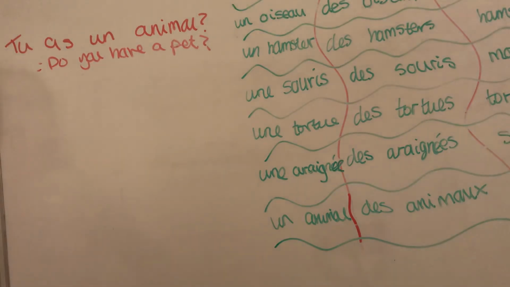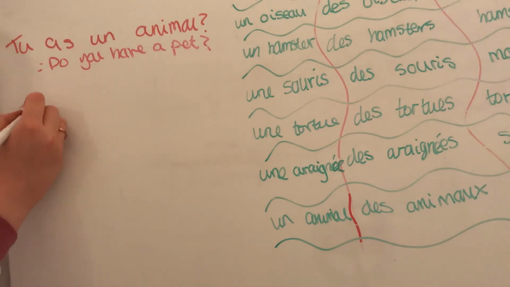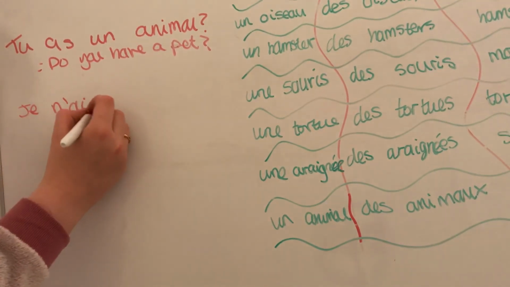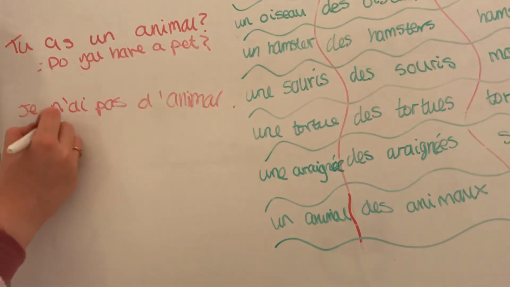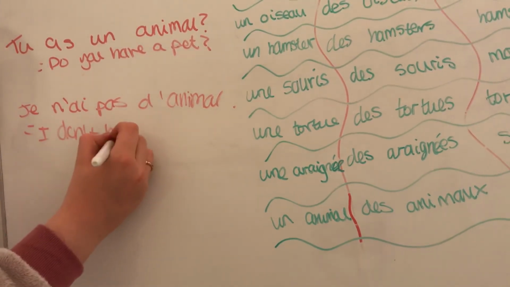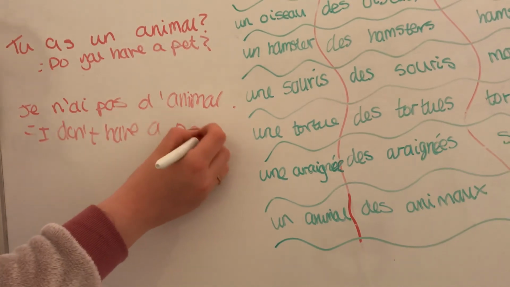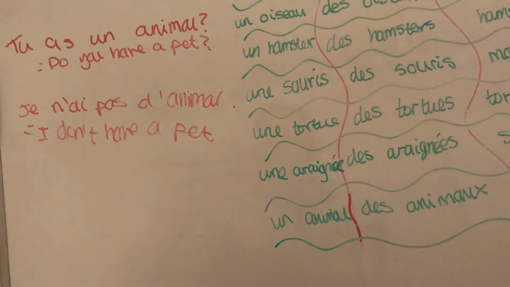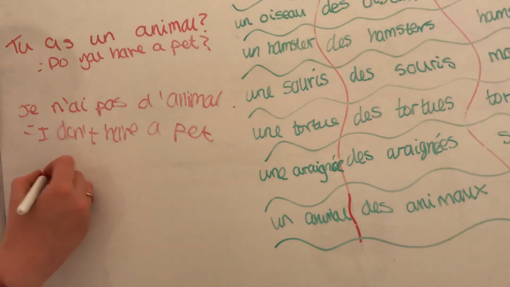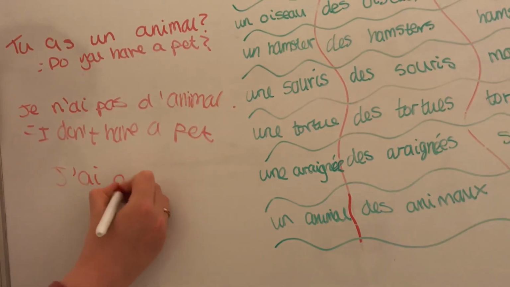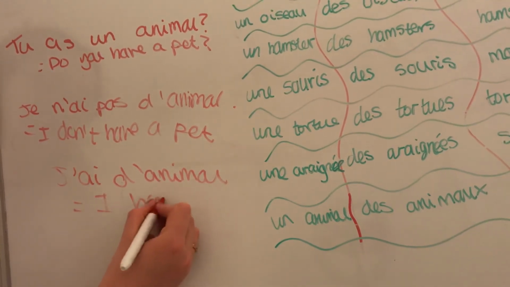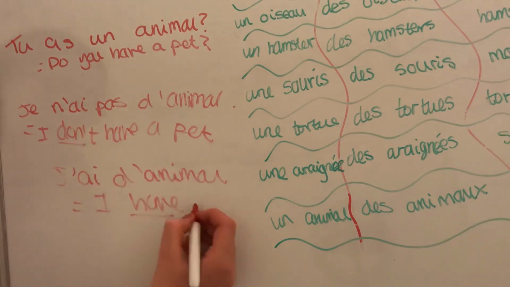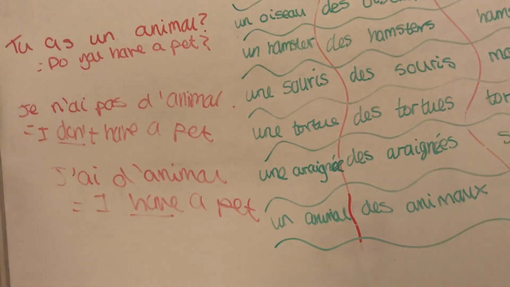And then also, if you want to respond to that question, I do not have a pet: Je n'ai pas d'animaux. And that is, I don't or I do not have a pet. And there's another way you can answer that question. That would be, I do have a pet. So that would be, j'ai des animaux. I have. That's the key difference. I don't have and I have a pet.